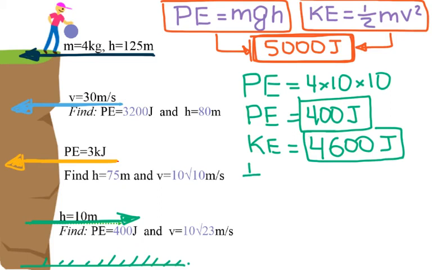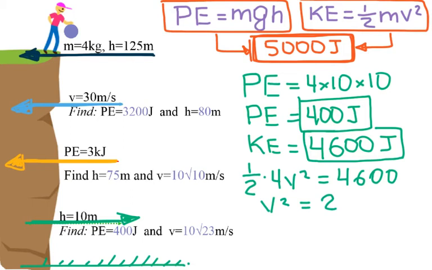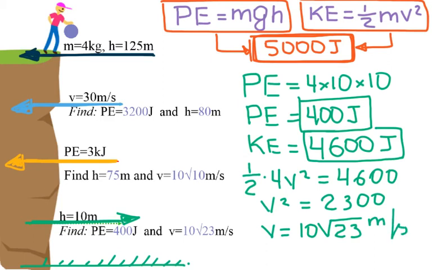So kinetic energy is 1/2 the mass, v squared, and equals 4,600 joules. v squared is equal to 2,300, and v is equal to 10 square roots of 23 meters per second.